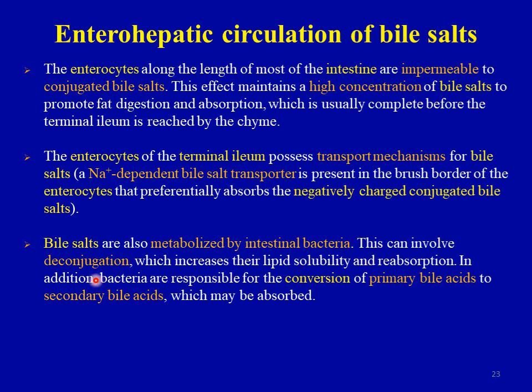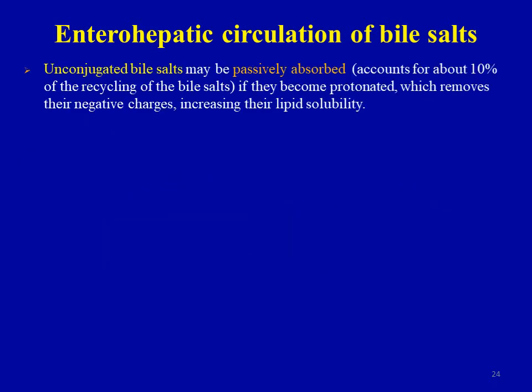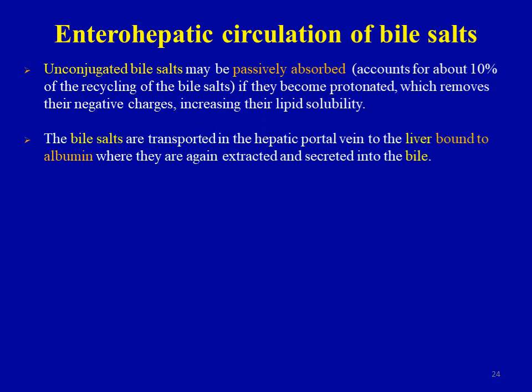This can involve deconjugation, which increases their lipid solubility and reabsorption. In addition, bacteria are responsible for the conversion of primary bile acids to secondary bile acids, which may be absorbed too. The unconjugated bile salts may be passively absorbed, and this accounts for about 10% of the recycling of bile salts if they become protonated, which removes their negative charge and makes them more lipid soluble.